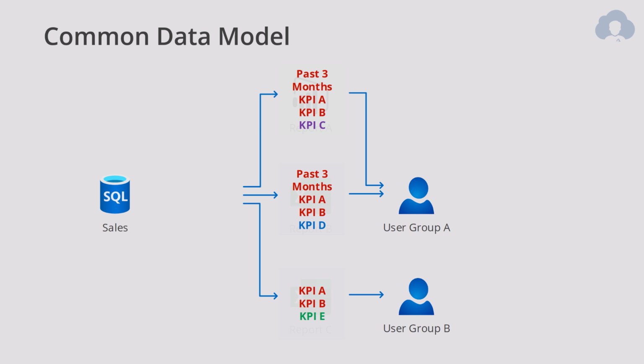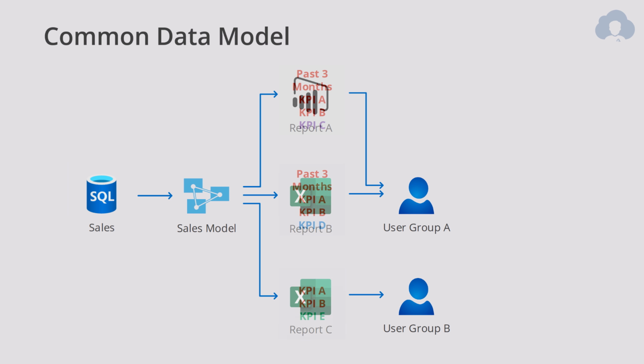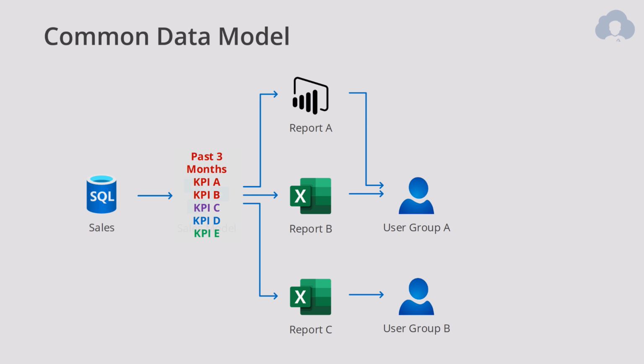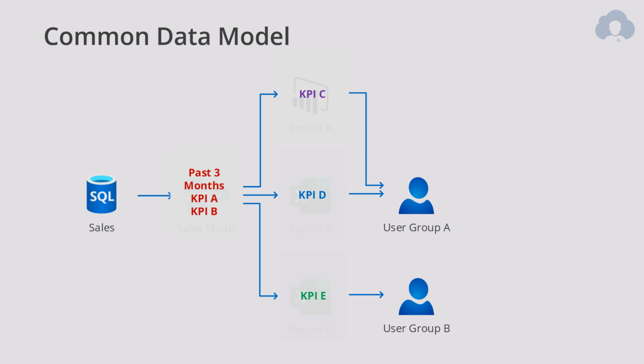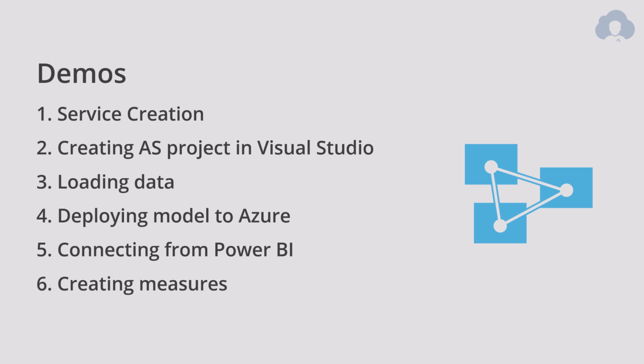Well, you can use analysis services to get it in the middle between your sales database and your reports and actually put those KPIs there, making it a common data model that you will use across your reports. Of course, you can either grab all the measures there or just grab the most common ones and let the reports define the report-specific KPIs still on the report level. That's the common data model.